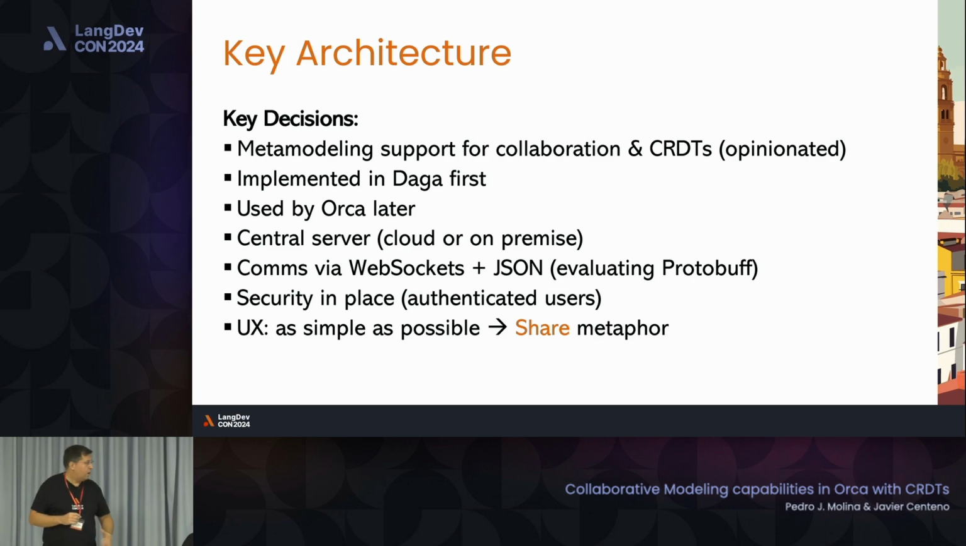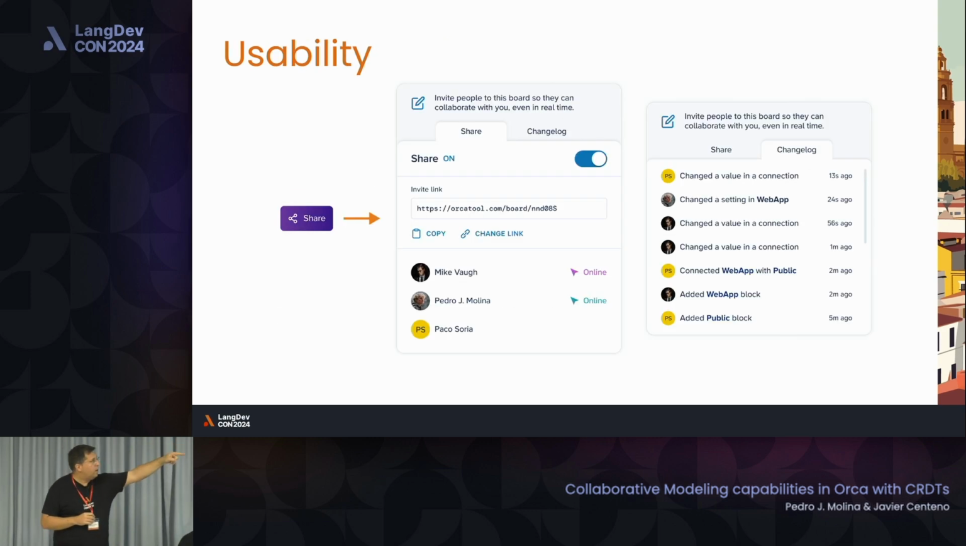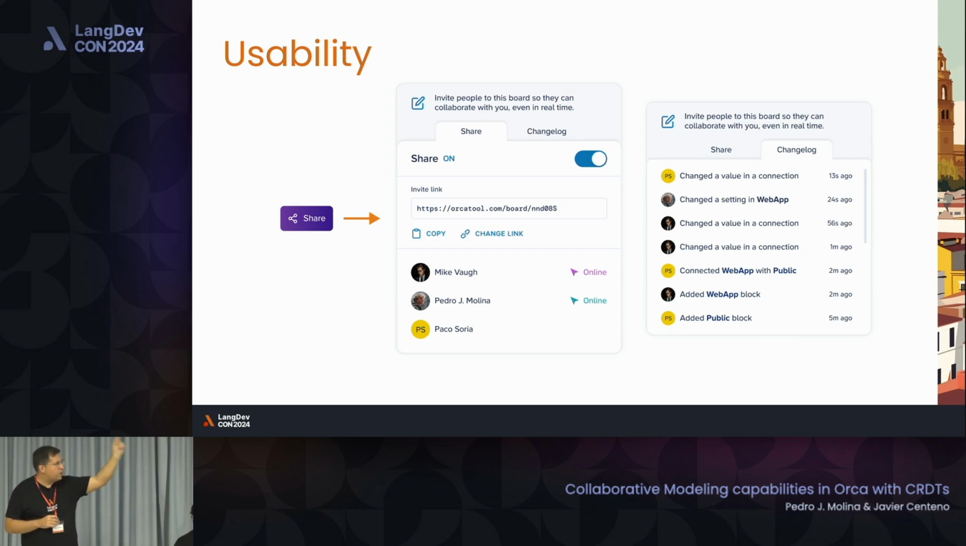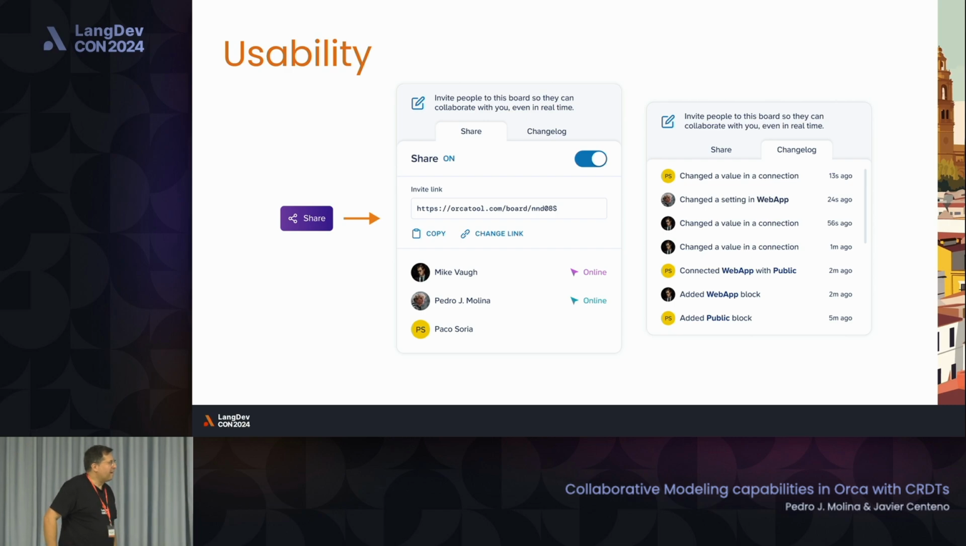Please go in. Here we have an example. You see that we have a share button. You expect to have something simple to share with others. Here you have the list of people connected, if they are online or not, and the changes. So the UI is quite intuitive, nothing complicated to explain.